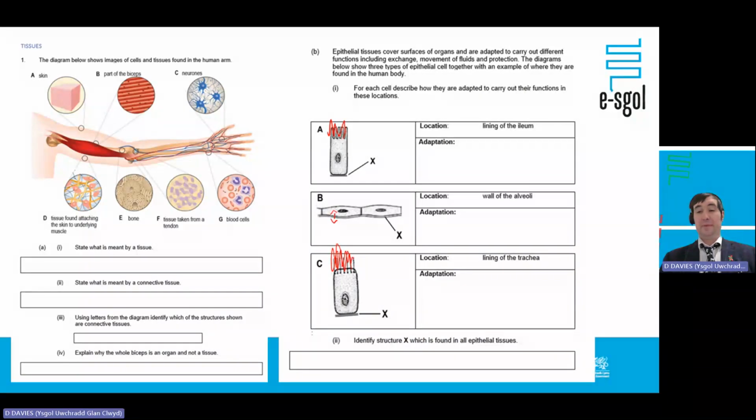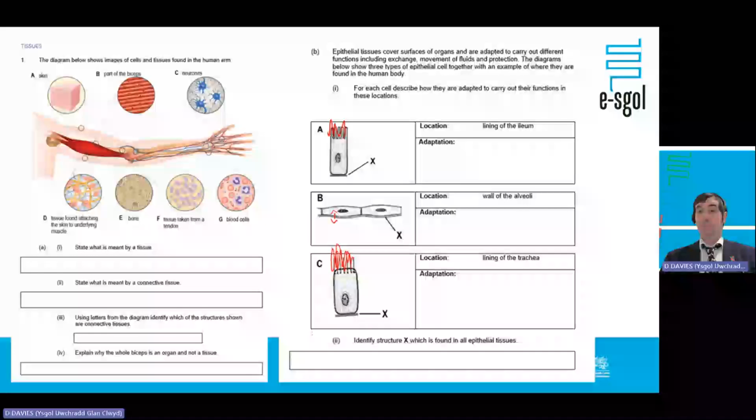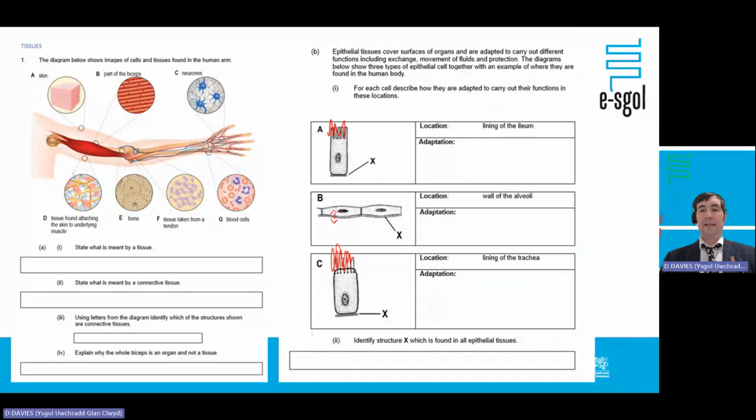Just another little top tip, anywhere in biology where there is folds of anything, yeah, it's in order to increase the surface area to absorb more whatever it is. Okay, so anywhere where there's folds, it's in order to increase the surface area. And then identify structure X, which is found in all epithelial tissues. So that question is at the bottom, the basement of that page.